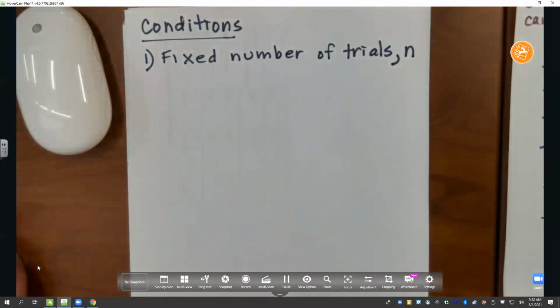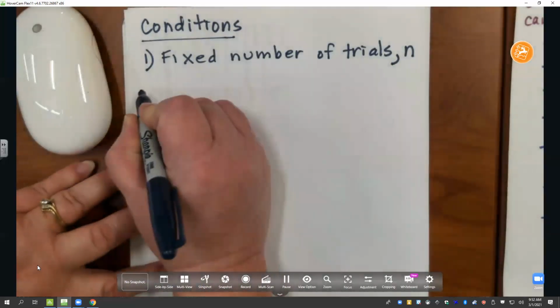Again, if we're thinking about the example of flipping a coin, how many times are you going to flip it? Are you going to do it 5 times or 10 times or 20 times or 100 times? That becomes your fixed number of trials. In a sense, it becomes your sample size because that's going to tell you how many results you're going to have. So you have to have a fixed number of trials.